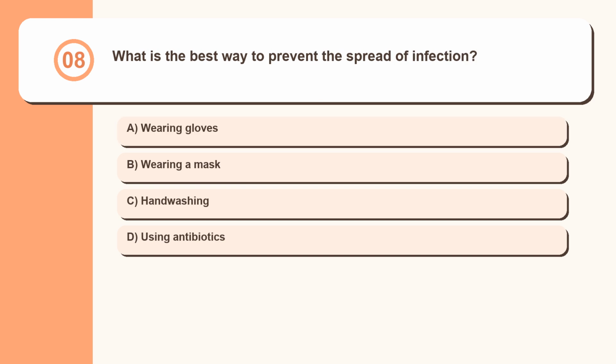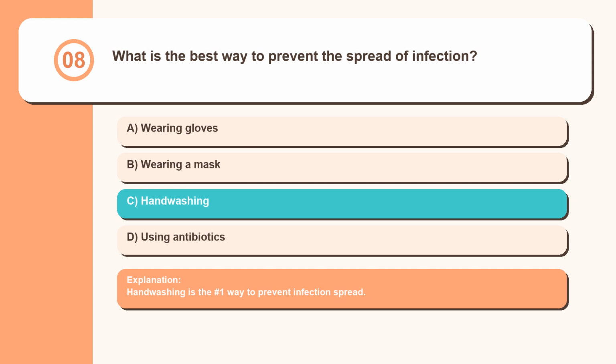Question 8. What is the best way to prevent the spread of infection? Wearing gloves. Wearing a mask. Hand washing. Using antibiotics. Hand washing is the number one way to prevent infection spread.